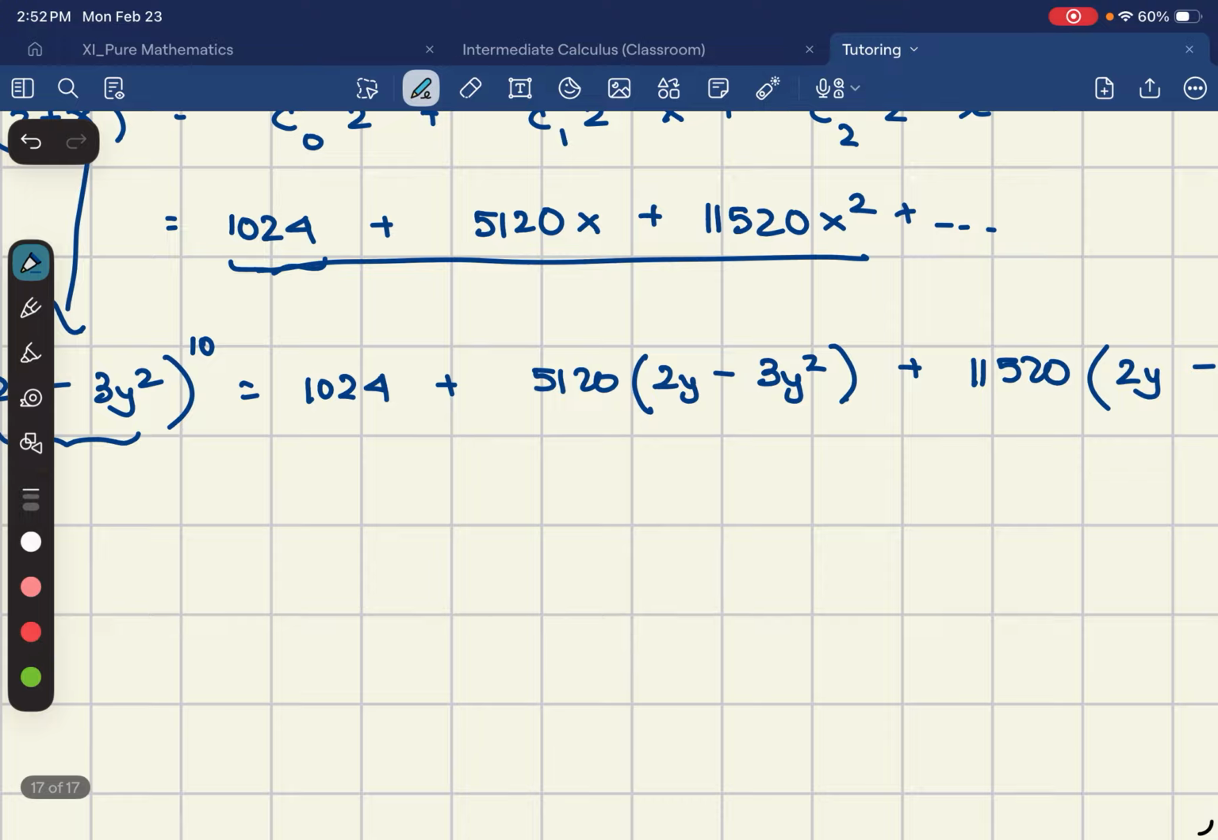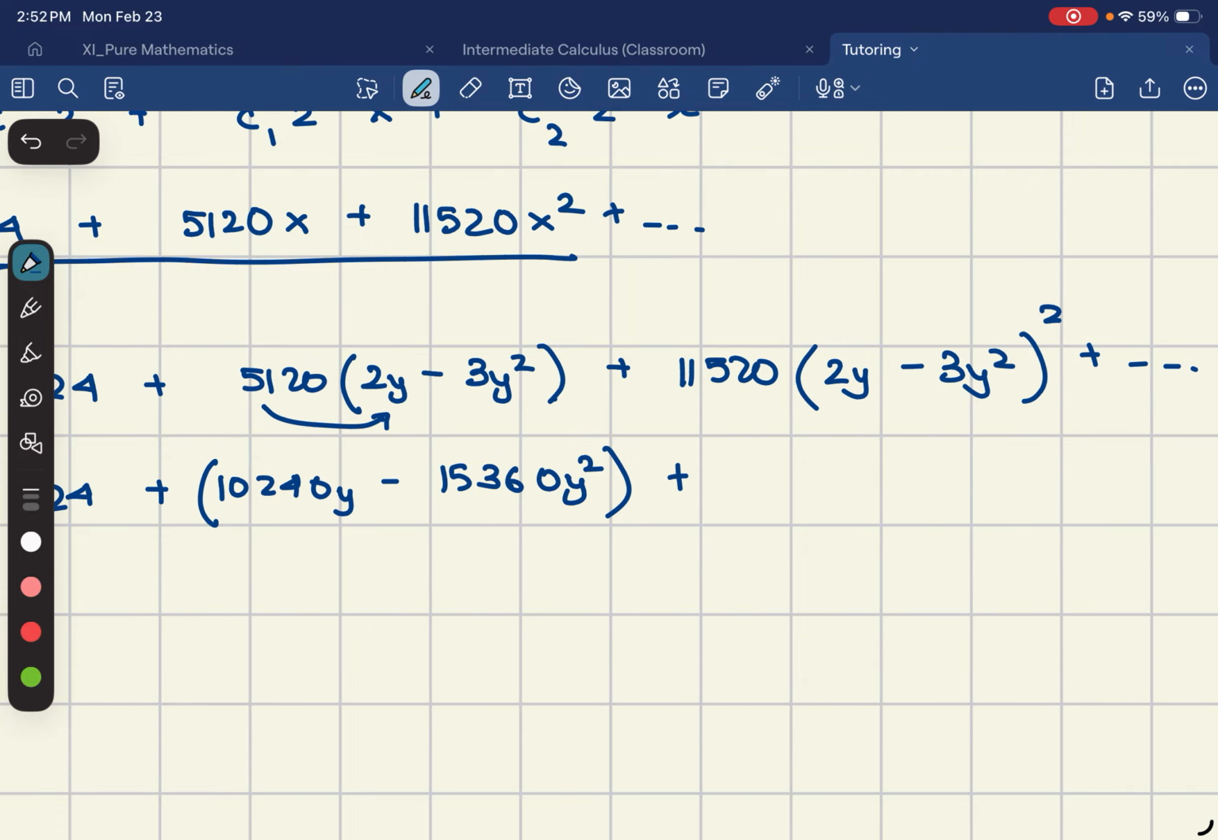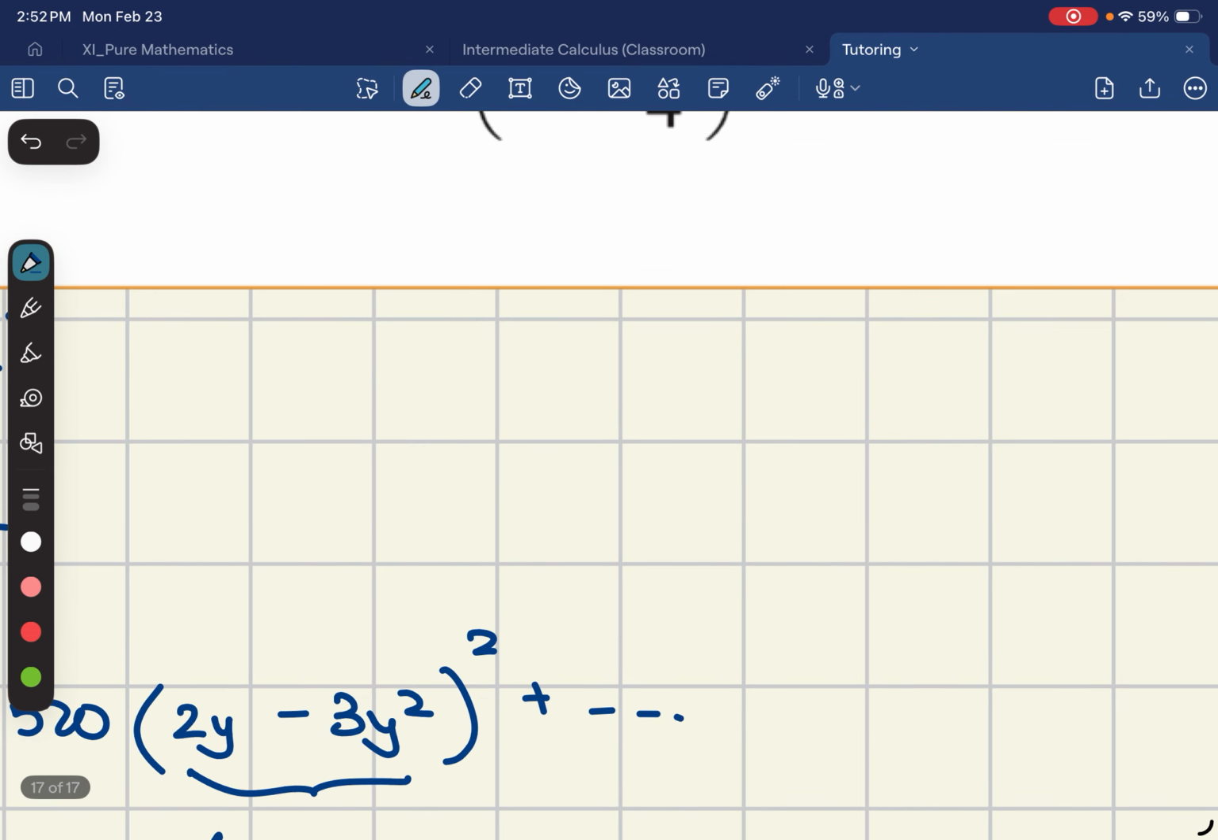Squared, and so on. So if I simplify this, 1024 plus this thing is going to give me 10,240, that is this, times y, minus 0.6315, that is y squared. So if I multiply 5120 inside the bracket, that is what I will get. Plus 11520, I need to expand this out first. So you can use the binomial theorem again, or you can use, let me just give you (a plus b) squared, that is a formula worth memorizing. a squared plus 2ab plus b squared, right?